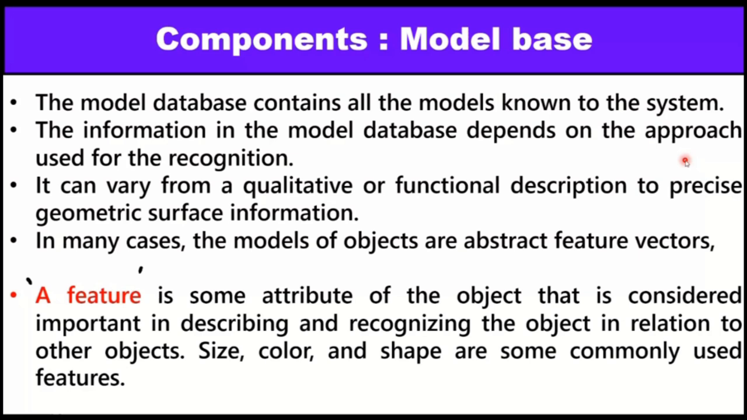This feature can be size, color, shape, mathematical parameter, statistical parameter. It depends on your strategy of object recognition. On which strategy, on what basis we are recognizing the object. This strategy will decide what type of features are required. And then according to each feature, various programs or algorithms have to be selected.